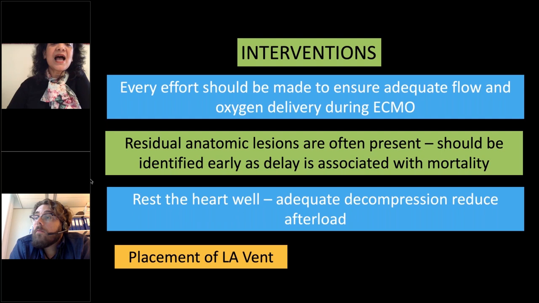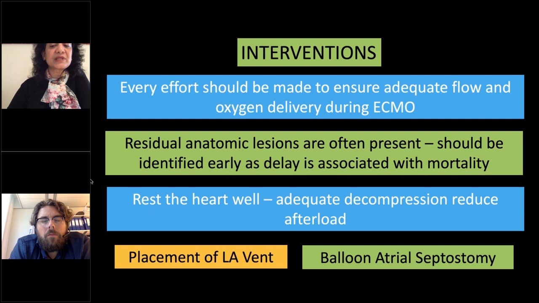An adequate decompression in a post-cardiotomy situation is ideally done by placement of a left atrial vent or sometimes with balloon atrial septostomy. I emphasize again that it's important to ensure adequate flow and oxygen delivery, because we all know that high lactates in the run or inotropic requirement in the ECMO run are poor prognostic signs for survival. And this is because if you don't have adequate ECMO flows, then the clearance is impaired.